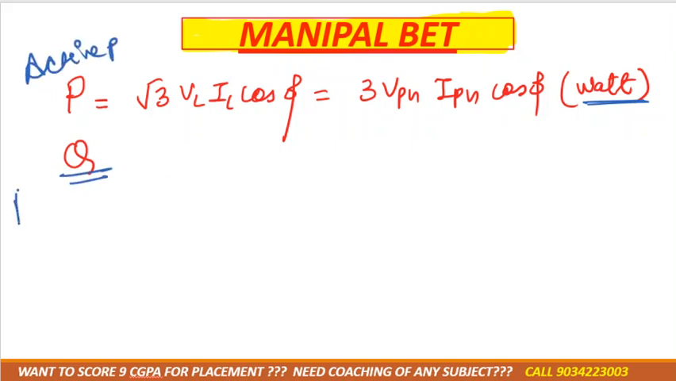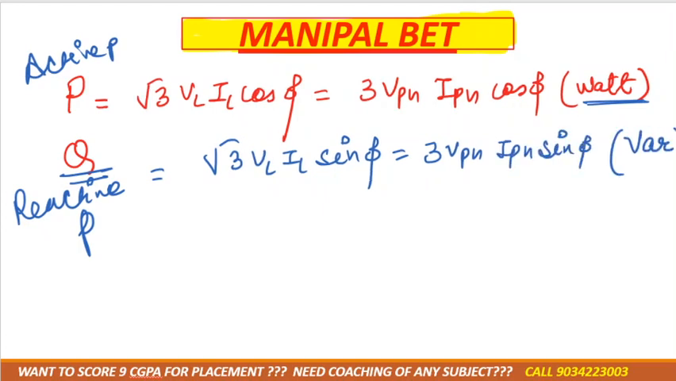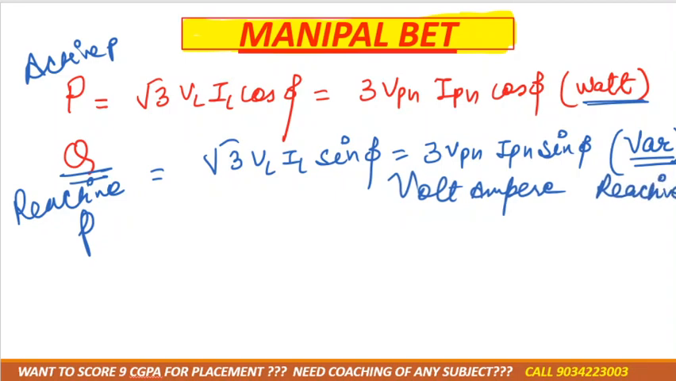Similarly, we have reactive power. Reactive power is denoted by Q, and its formula is root 3 VL IL sine phi, or we can say 3 VPH IPH sine phi. Its unit is VAR. VAR means volt ampere reactive. You have to remember the unit as well.